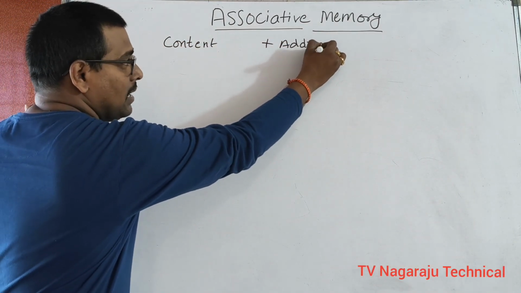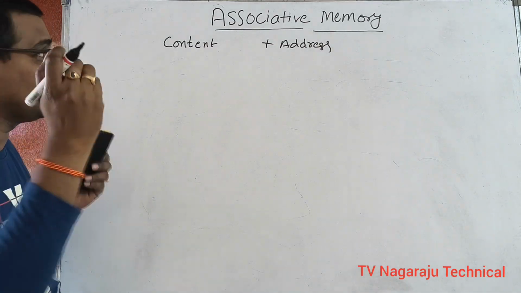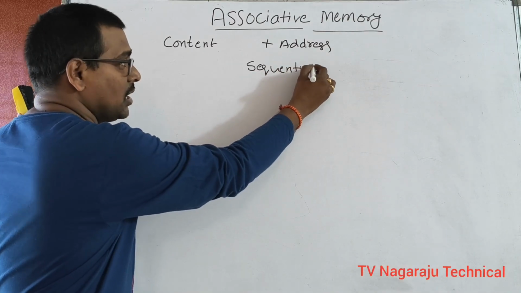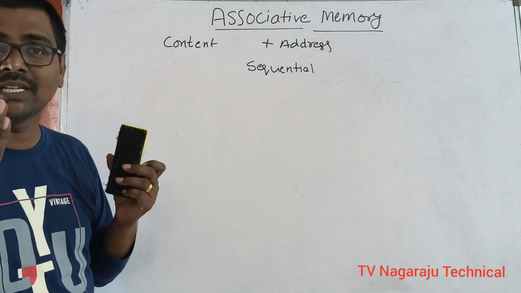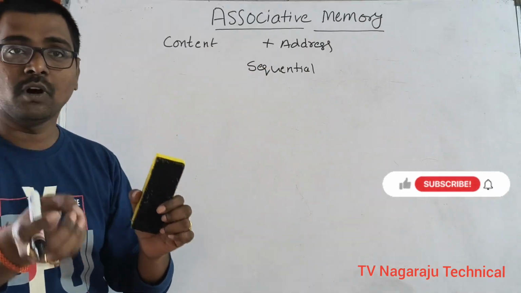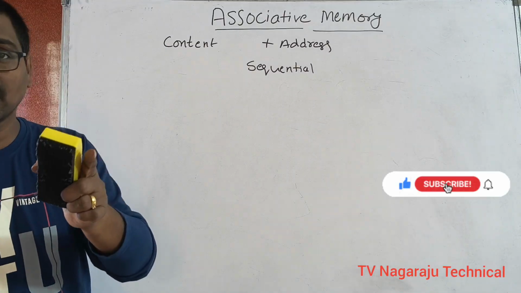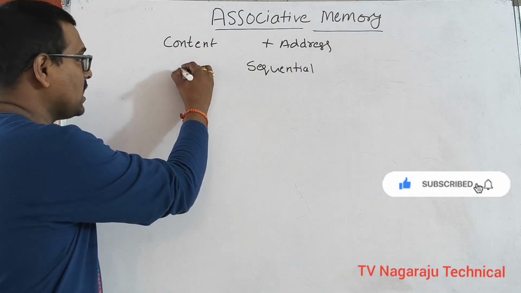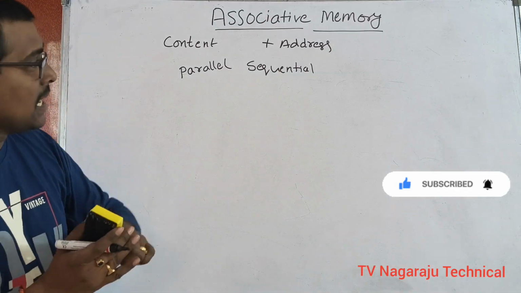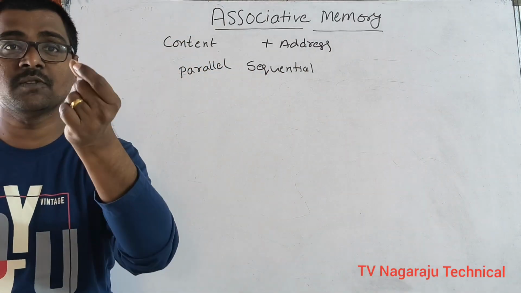Generally, in a RAM operation, we are searching the data based on address, and that is a sequential search. Obviously, it wastes time. But coming to associative memory, it performs the search operation based on the data, not on the address, and the search is done in parallel. That means compared to RAM search, associative memory search is faster.